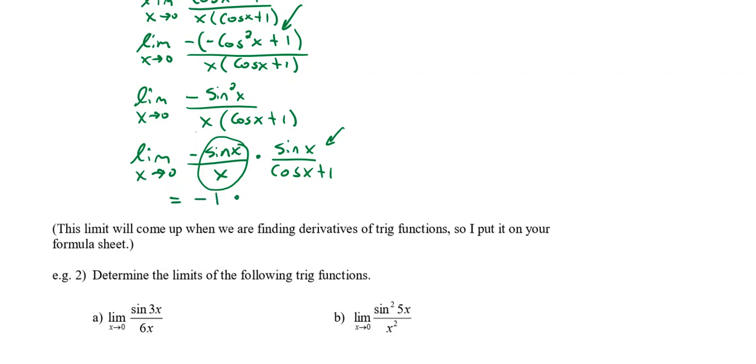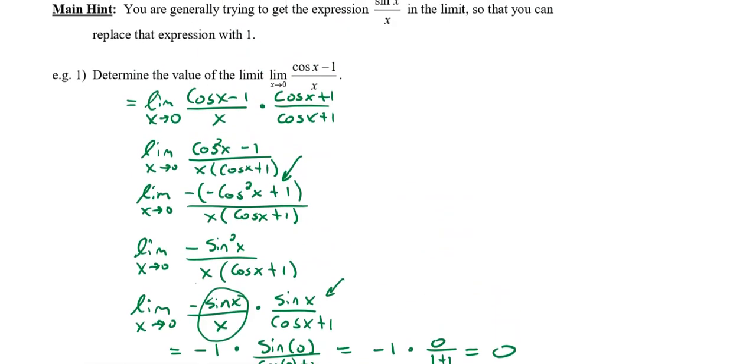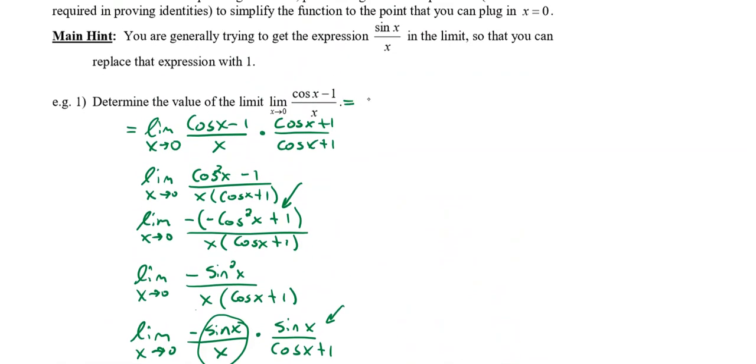that's equal to 1 times sine of 0 over cos of 0 plus 1. So this would be the same thing as negative 1 times, and then sine of 0 is just 0. Cos of 0 is 1, plus 1. Well, it doesn't really matter. We have 0 in the numerator here, so the whole thing would just become 0. All right, so the limit here would be equal to 0.